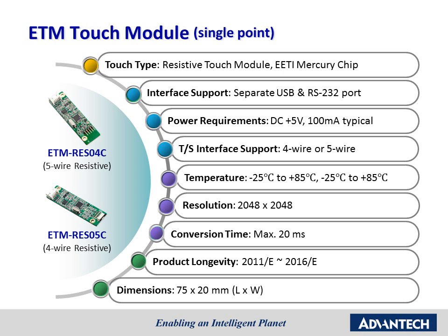This slide shows two more touch modules, the ETM-RES04C and the ETM-RES05C that use the EETI Mercury controller. These are separate 4-wire or 5-wire touch modules and support both USB and RS-232 interface. These two modules also support a wide operating temperature and offer about 5 years of product longevity. They are a low-end solution for price-sensitive customers.